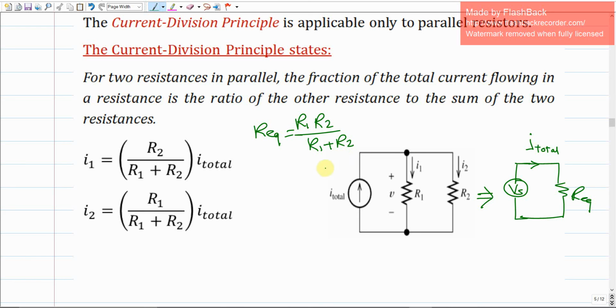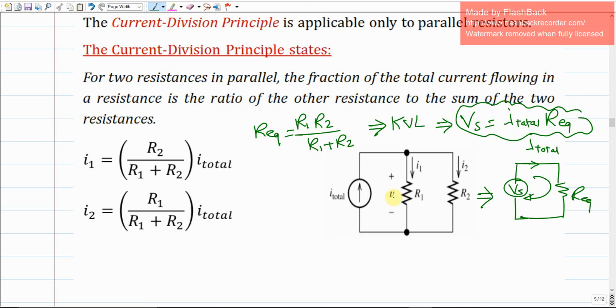Very simple. If I ask you to apply Kirchhoff voltage law to this overall electrical circuit, Kirchhoff voltage law states that Vs should equal I total times R equivalent. Agree? Then keep this relation on the side, as equation star.